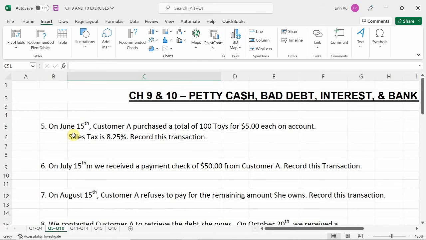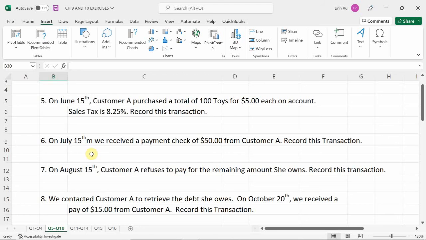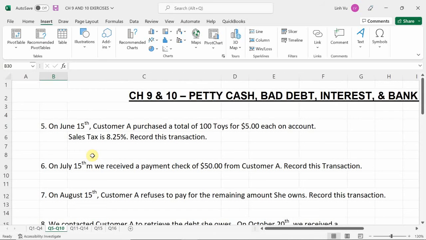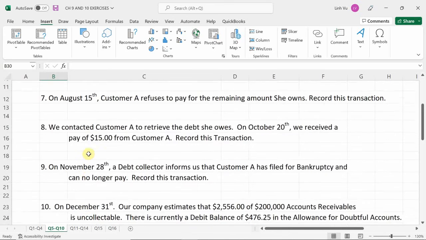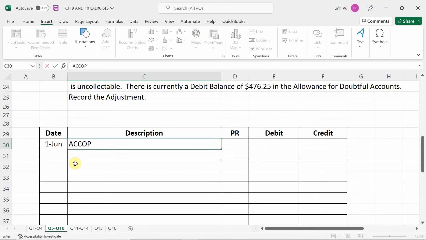On question 5 here: if on June 15, customer A decides to purchase a total of 100 toys for $5 each on an account, and sales tax is 8.25%, record this transaction. So right here down below is your journal space. Customer A decides to purchase a total of 100 toys at $5 each, plus we have to record the sales tax. Now, it doesn't tell me how customer A paid, but chapter 10 is about receivables, so we're going to go ahead and put this on an account.